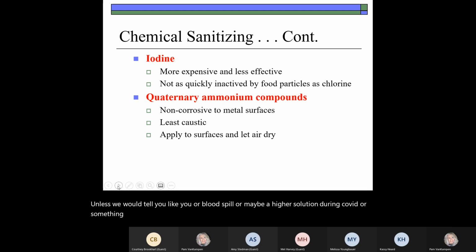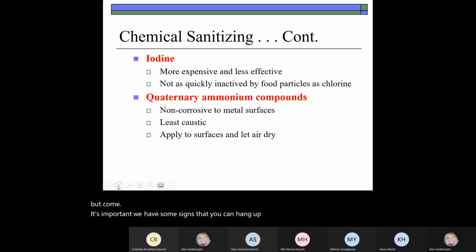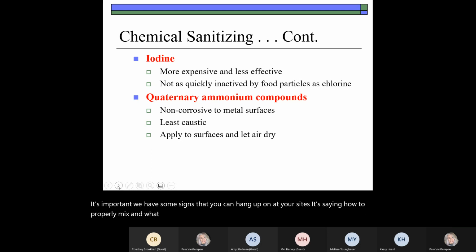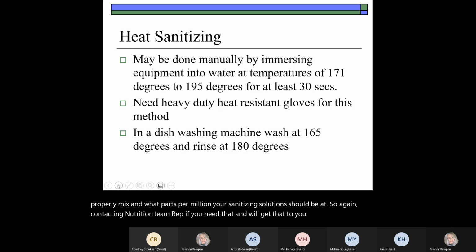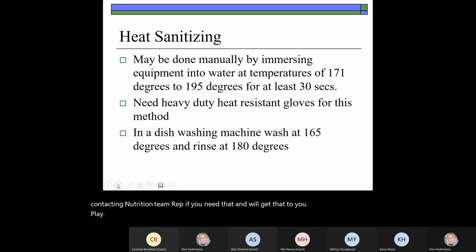But it's important. We have some signs that you can hang up at your sites that say how to properly mix and what parts per million your sanitizing solutions should be at. So again, contact a nutrition team rep if you need that, and we'll get that to you. Okay. So that was all chemical sanitizing. And again, make sure you have your safety data sheet for every one of those chemical sanitizers.